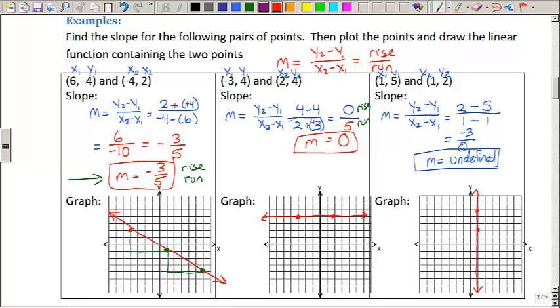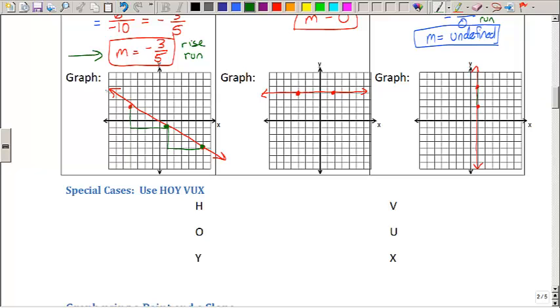Remember, my slope was rise over run. My rise is -3, I'm going down 3, and I'm going left and right 0, and I'm finding myself at the other point. So this is correct, and this truly has an undefined slope. Notice on our first example we had a negative slope, our second example we had a 0 slope, and the third we had an undefined slope. Well, the 0 slope and the undefined slope are special cases.